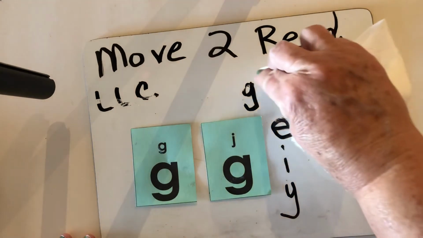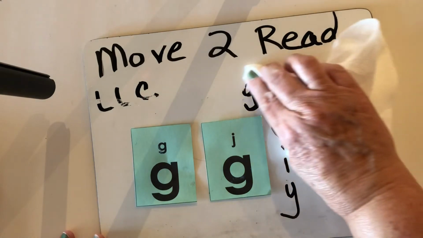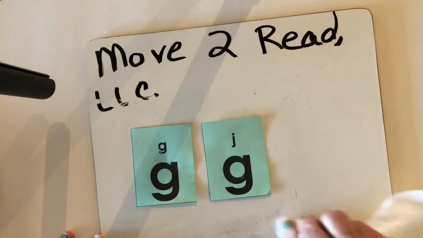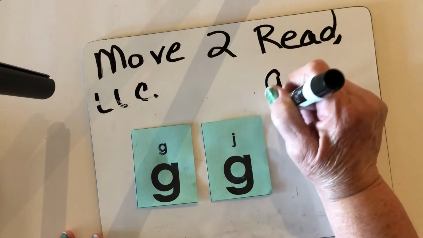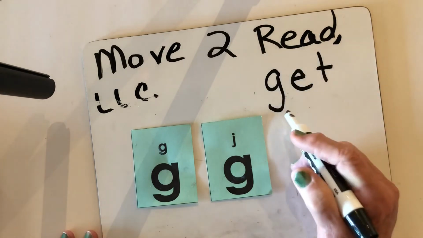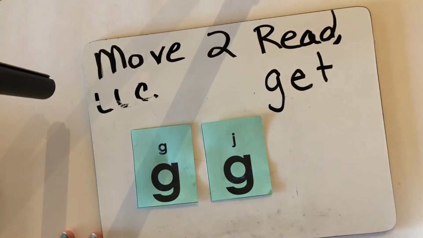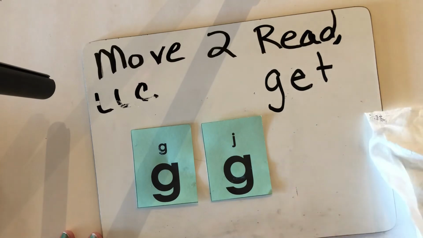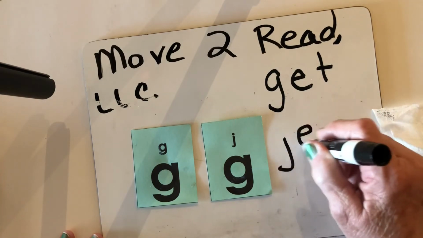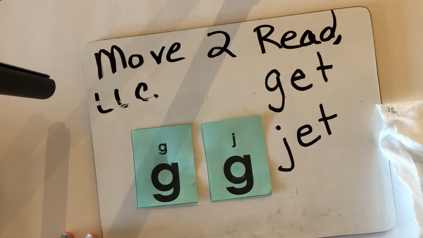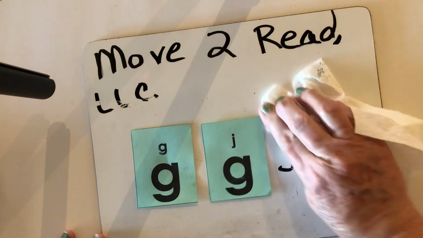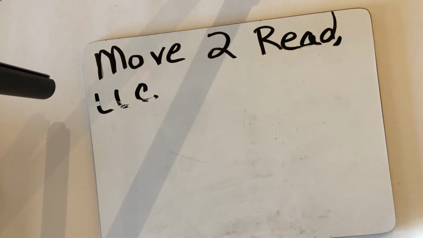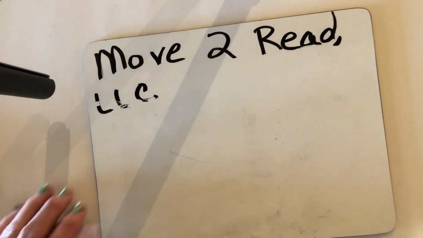But no matter what, G has the choice. Am I going to change to my J sound, or am I going to stay with my G sound? It's like in the word get, he decided he would stay with his G sound: get, not jet. If he changed to a J, it would be jet, and that is not how we spell get. We spell jet like this. All right. With C, it's 100%. It has to change to the S sound. G gets to choose if it changes to the J sound.